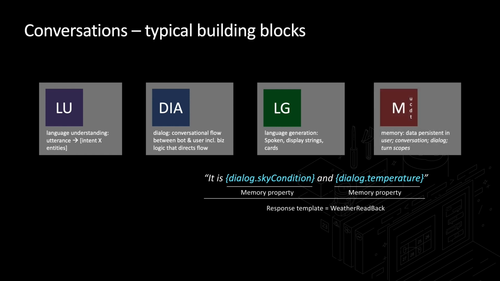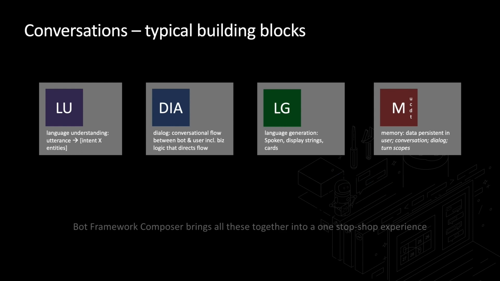Finally, we have memory, the internal state that a bot maintains and uses to achieve its functionality. Adaptive Dialogs has memory scopes: user, conversation, dialogue, and turn. These scopes have different lifetimes within a bot, conversation or turn, and can be used interchangeably to meet the bot's needs. Bot Framework Composer brings all these together into a one-stop-shop experience.